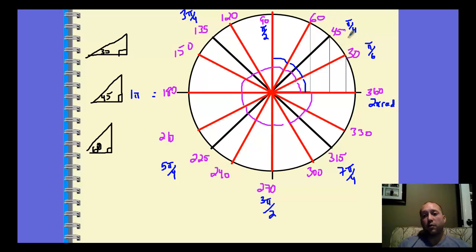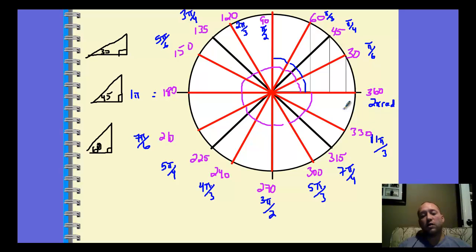1 pi 6, and we're doing the red ones here. 1 pi 6, 2 pi 6, which is a pi thirds. 3 pi 6 is pi halves. 4 pi 6, which is 2 pi thirds. 5 pi 6, 6 pi 6, 7 pi 6. 8 pi 6, which I can reduce to 4 pi thirds. 9 pi 6, which I can reduce. 10 pi 6, which is 5 pi thirds. And 11 pi 6. So these are the radian measures that match all of the degrees.